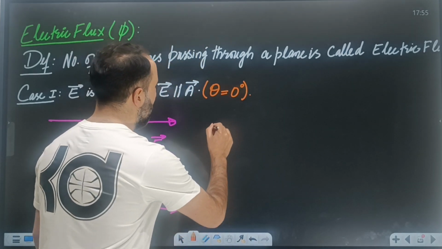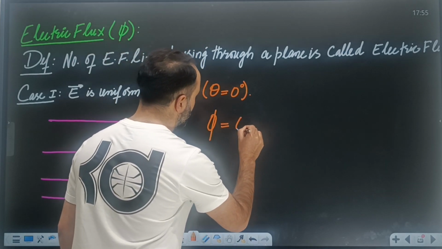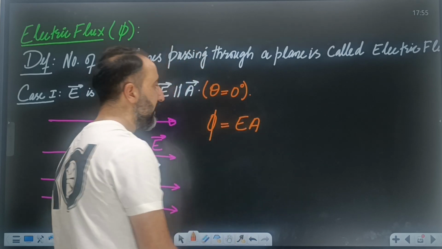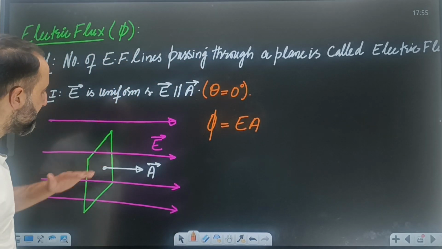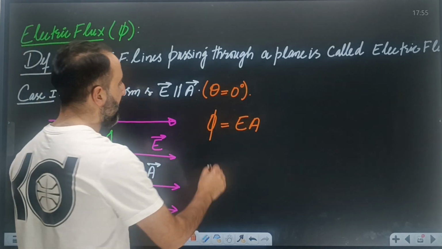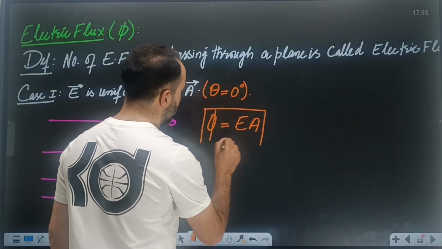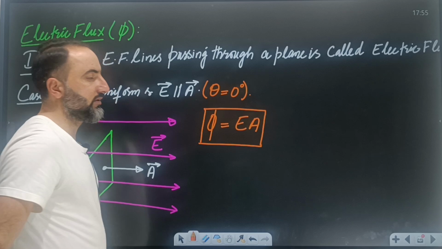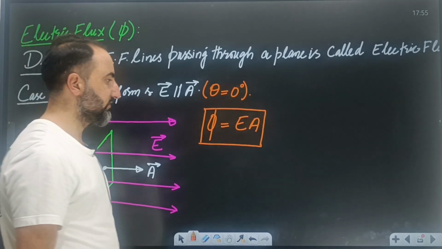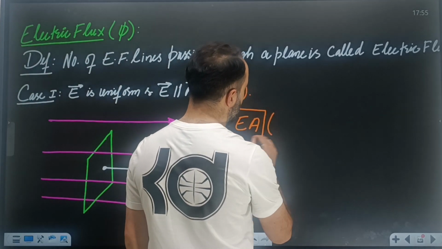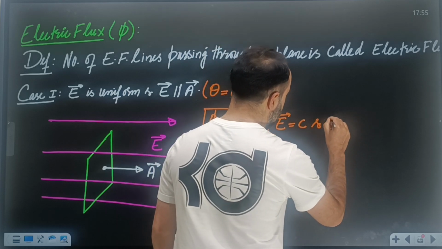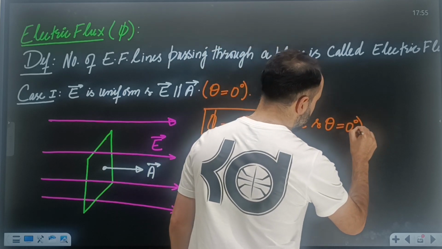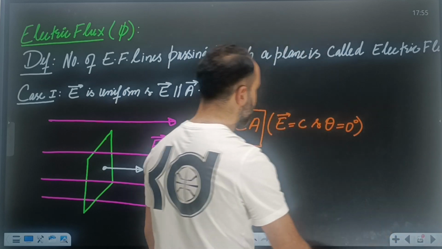Okay? So I will write like this. That is, flux is simply equal to what? E multiplied by A. So electric field is uniform and this is the area. So flux is equal to what? That is electric field multiplied by the area. It is directly proportional to these two physical quantities. But this is true only if electric field is constant, that is uniform, and theta is equal to 0 degree. Only under these two conditions it is true.